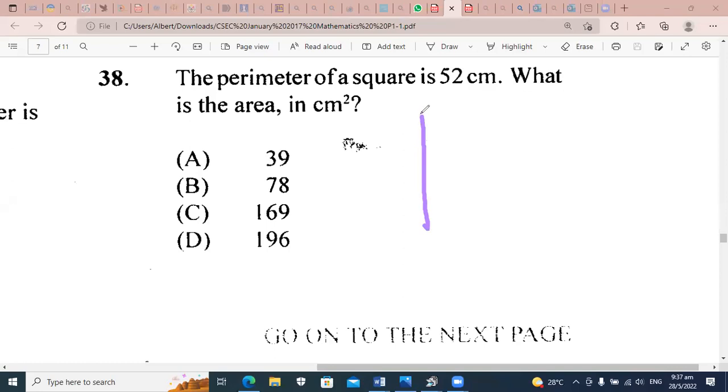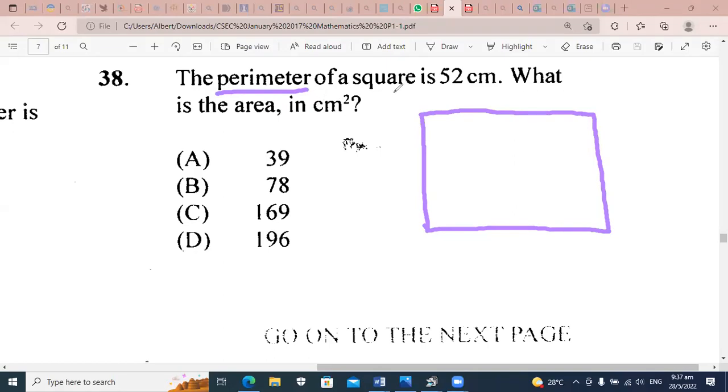So what does perimeter mean? All four sides around it. Yep, around the figure.